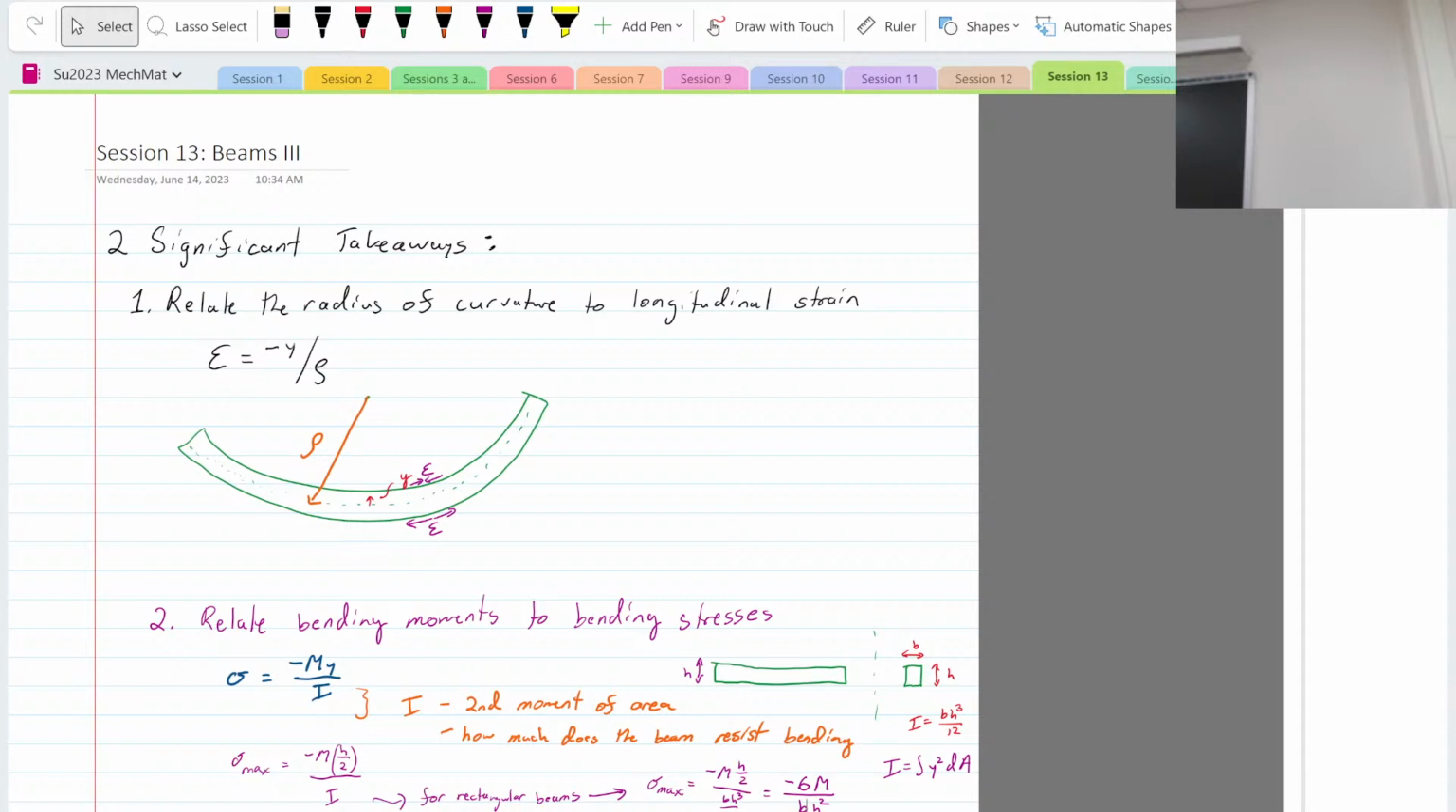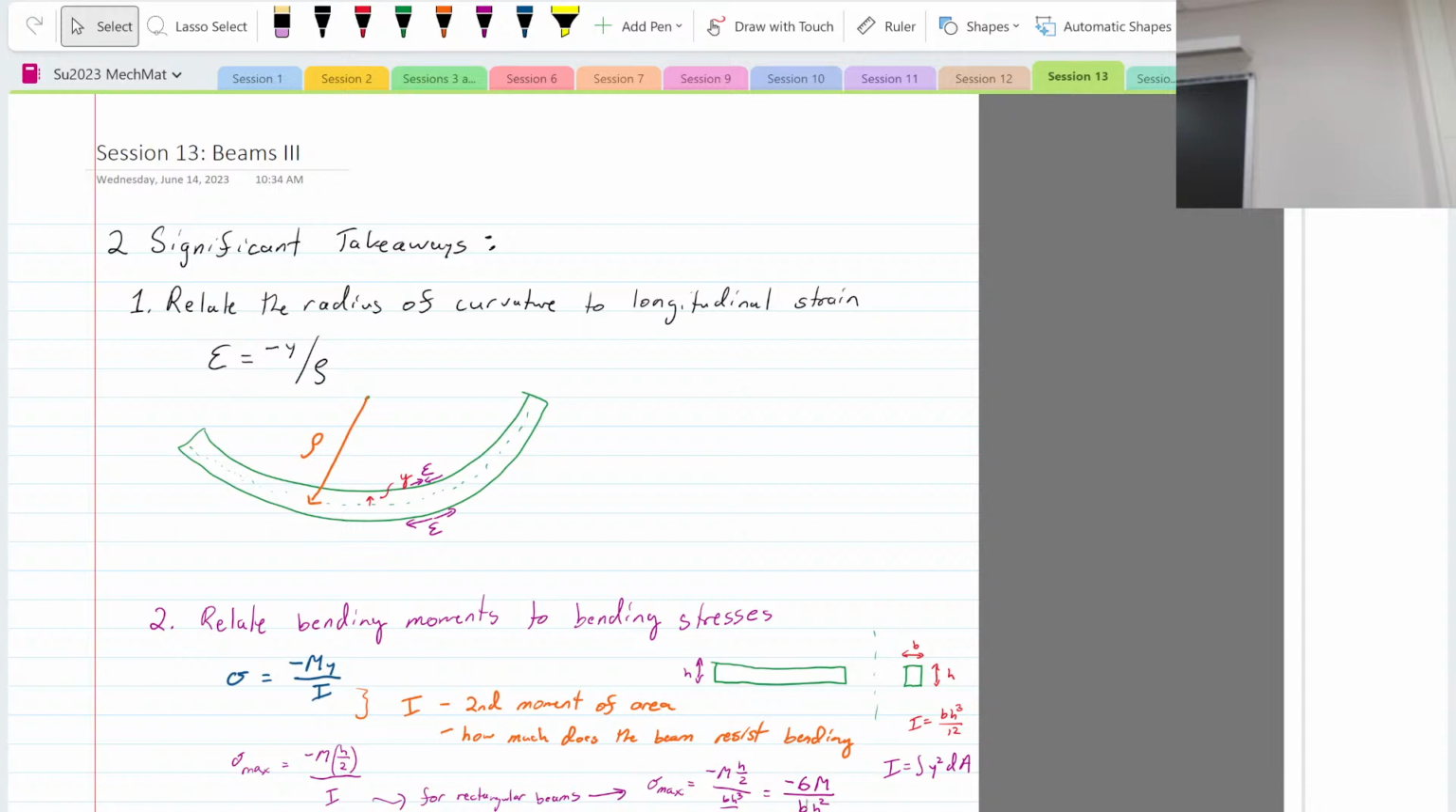Now, here's something I probably should have said earlier, folks. Just listen up for a second. In reality, I usually don't think about the negative sign or the positive sign. I would just write ny over I, or whatever it is, and I just think in my mind, is this in compression or tension? And then I put the positive or the minus sign on the final answer.